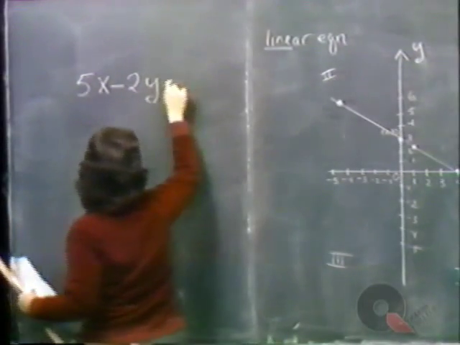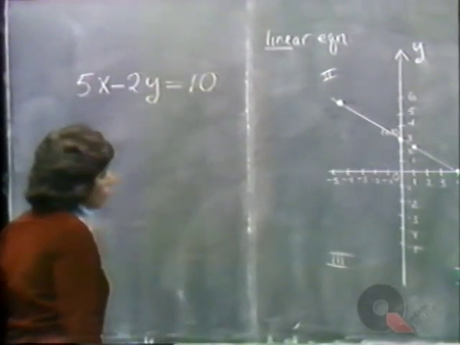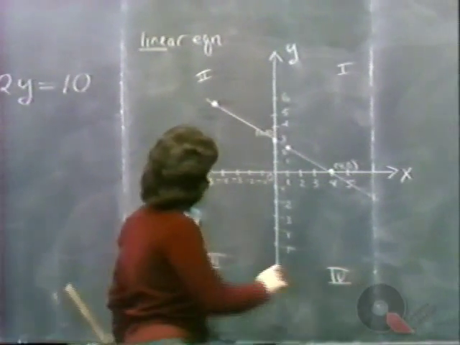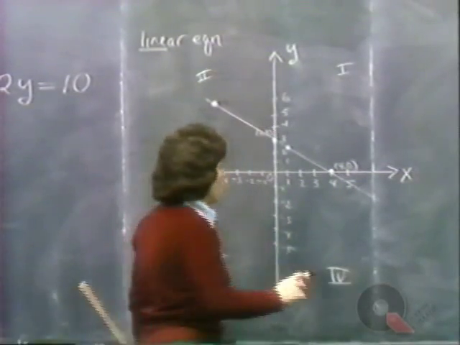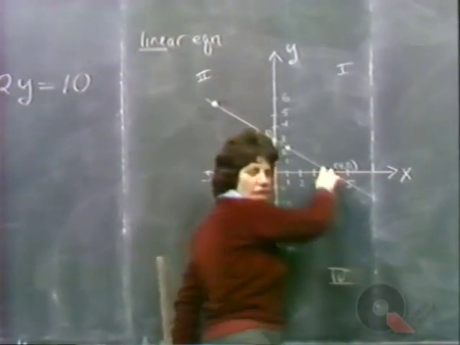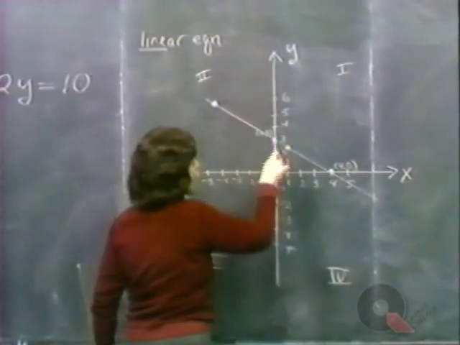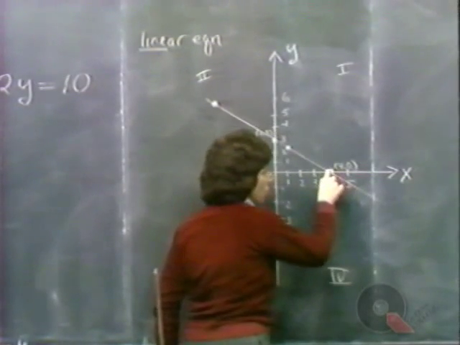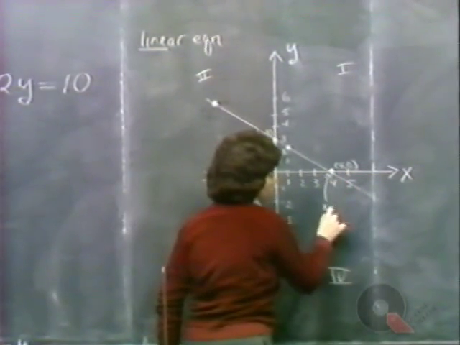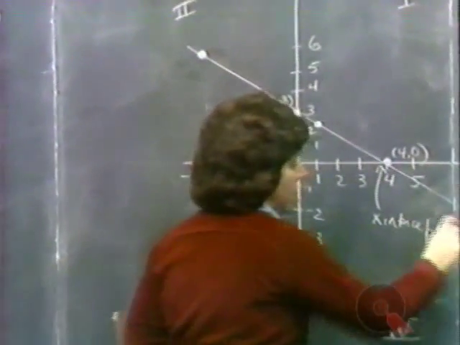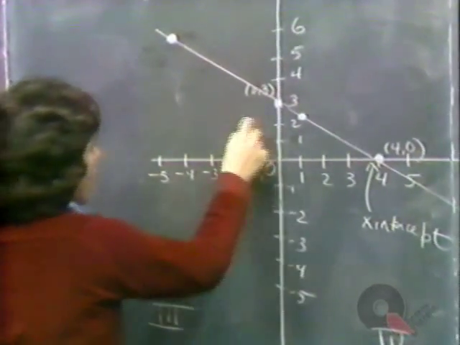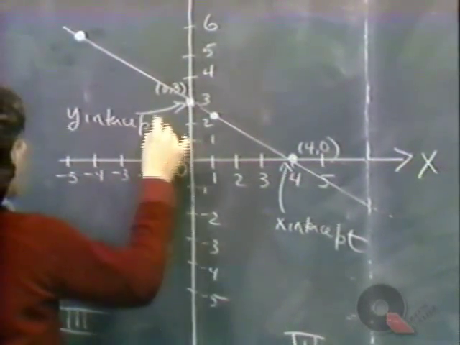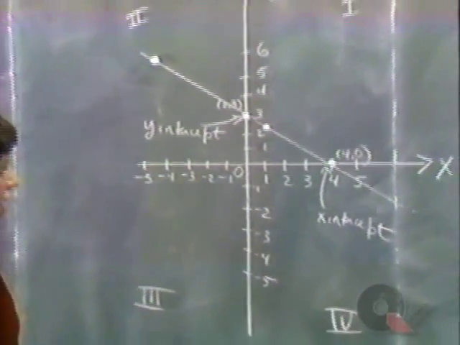minus 2y equals 10. By the way, if you look at the one we just finished over here, you will notice that among the points we plotted was the place where the line crossed the x-axis and the place where the line crossed the y-axis. The place where a line crosses the x-axis is called the x-intercept. And the place where a line crosses the y-axis is called the y-intercept. These are very useful points to have.